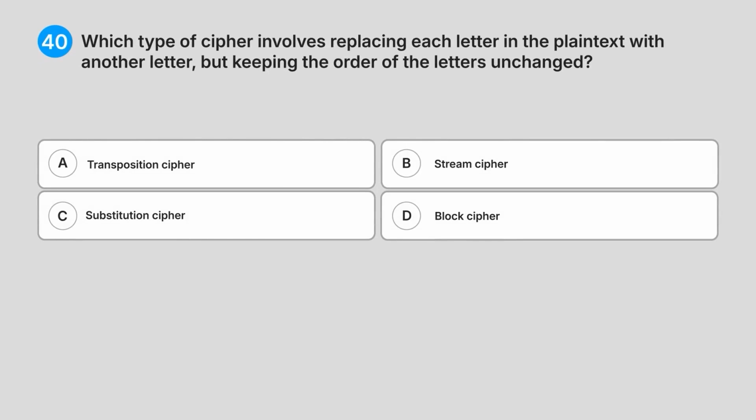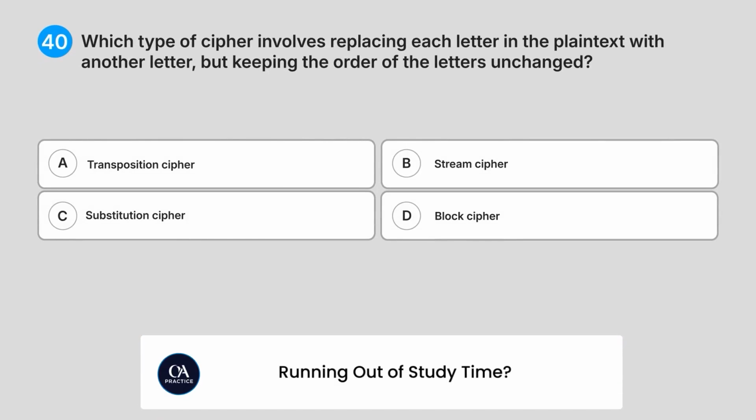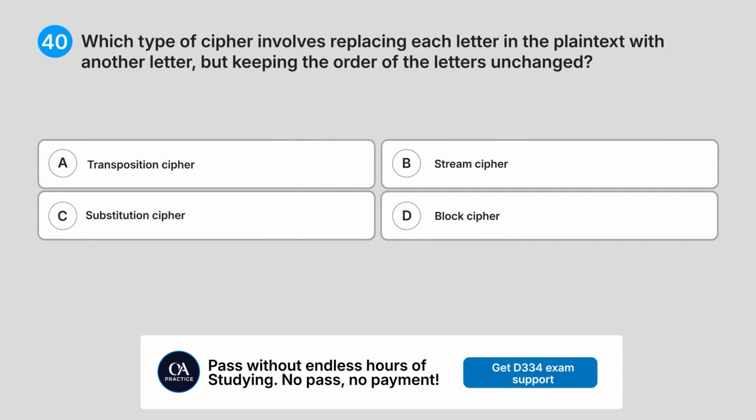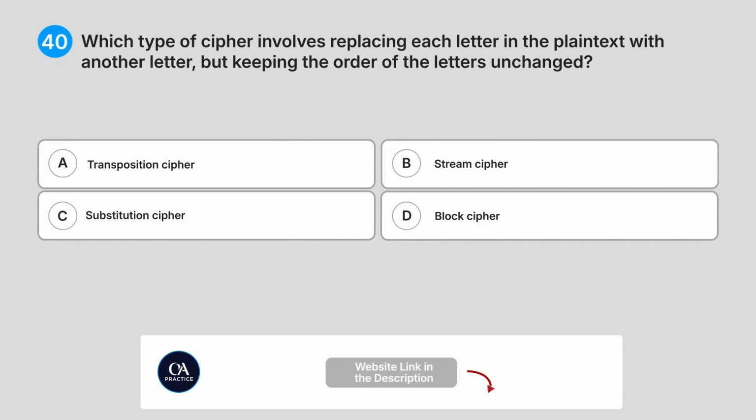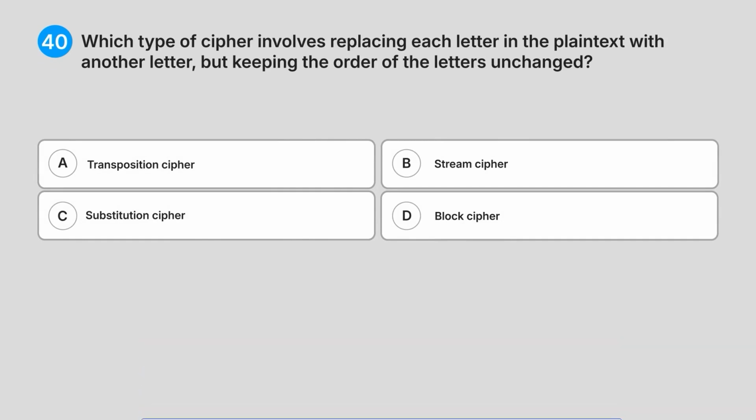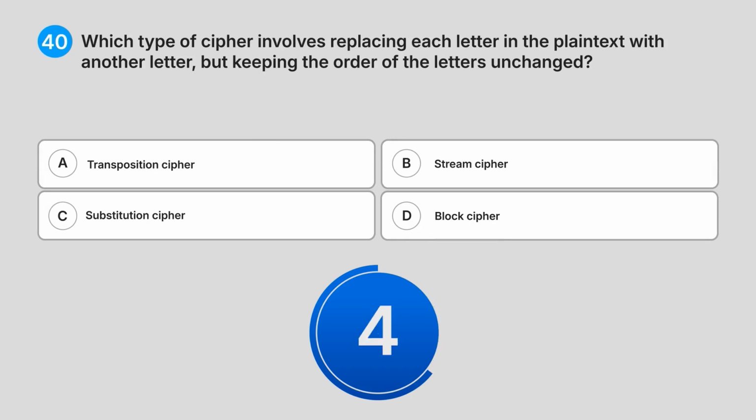40. Which type of cipher involves replacing each letter in the plaintext with another letter, but keeping the order of the letters unchanged? A. Transposition cipher. B. Stream cipher. C. Substitution cipher. D. Block cipher. What do you think is the answer?